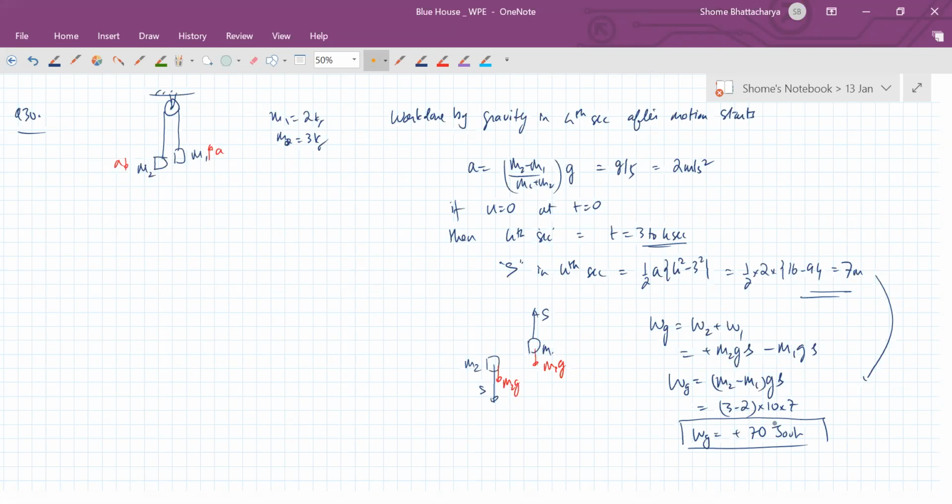Now in HC Verma, they have taken g's value as 9.8. So they are getting the value of work done slightly less than 70 joules. But if you take g as 10, this is the answer you will get. So hope this question is clear now. Okay, next we will discuss question number 35.